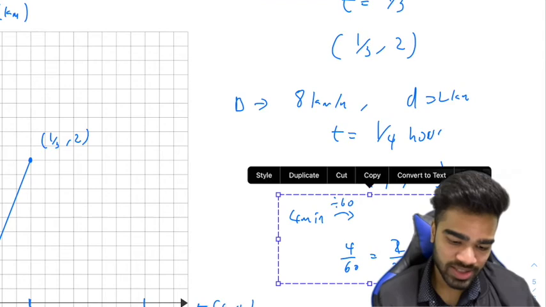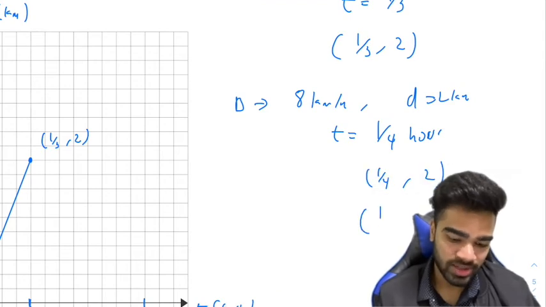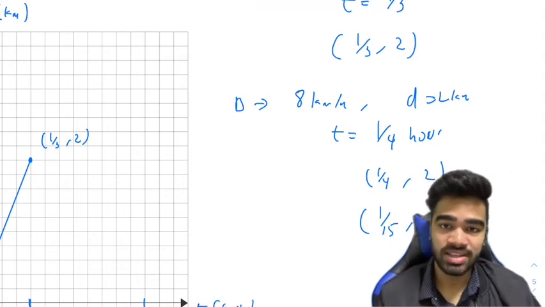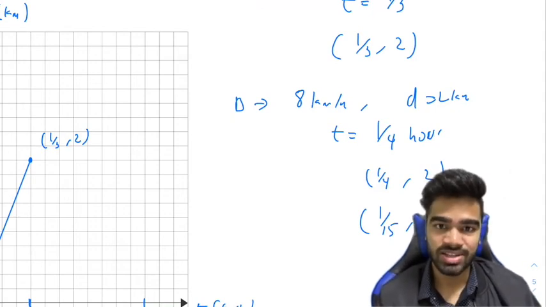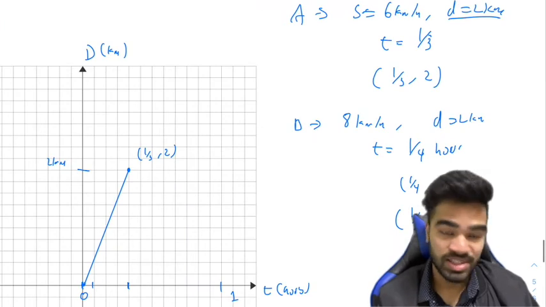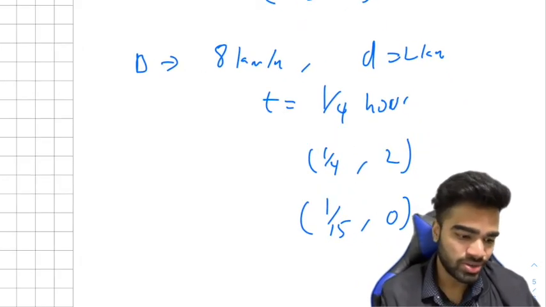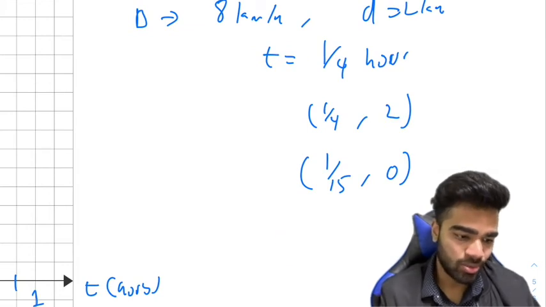That means, when does he start the race? He starts the race when time is equal to 1 over 15, so 4 minutes, and then he's starting. So the distance from the start, sorry, is 0. Right? When does he finish? He finishes at a distance of 2. What time does he finish?